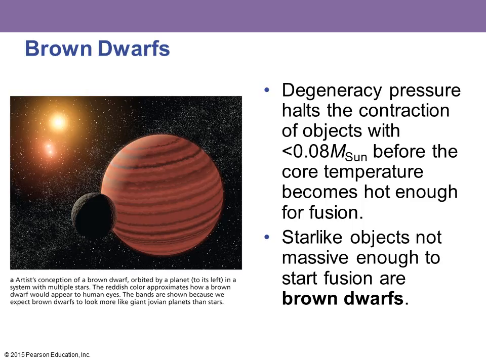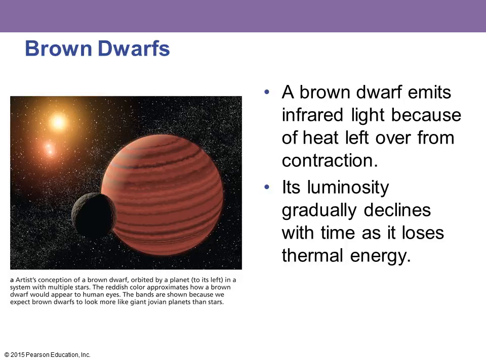So degeneracy pressure halts contraction of objects with something less than 0.08 solar masses. So it can't become hot enough for fusion. We end up with an object called a brown dwarf. Brown dwarf gives off infrared light because it's heat left over from contraction. You push something together so tight, it's going to generate heat, but it's not heat from fusion, it's heat from contraction. So its luminosity gradually declines as it loses its thermal energy and just becomes basically a big chunk of rock floating around in space.